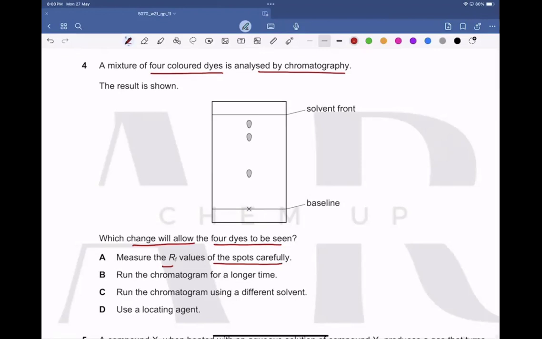No. Run the chromatogram using a different solvent. Yes, this can be an answer because there is a possibility that one of the spots is a mixture of 2 dyes. So by changing the solvent, all 4 dyes can be seen. Locating agents cannot be used, because they are not used for dyes. It's a dye, so it means it's colored. So B is also wrong. So C is the correct answer. Locating agent is not used for a dye, right? It's for amino acids or colorless substances, and we are using the term dye, which means it's colored.